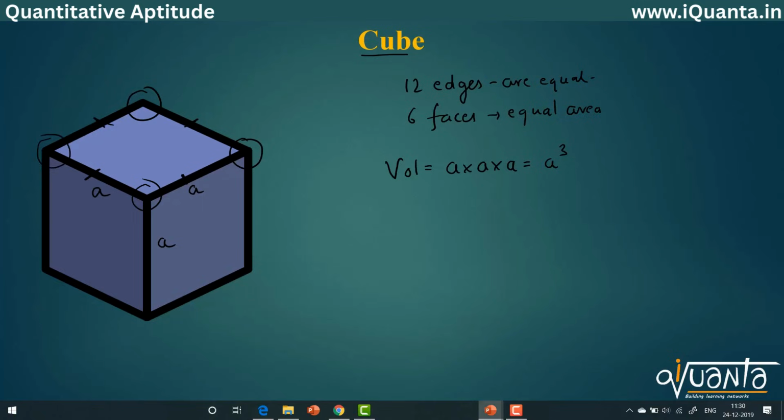Then we have the formula for surface area of a cube. What will it be? We know that we have 6 faces. All of them are square faces and all of them have equal area. Area of one square face will be equal to side square, and we have 6 such faces, so 6 into side square. This will be the formula for surface area of a cube. I hope this is understood.